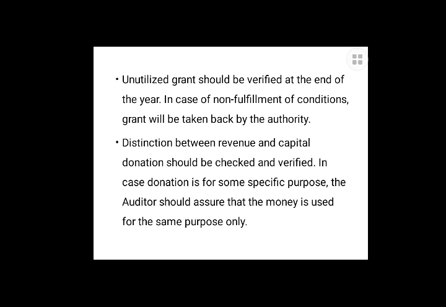Unutilized grants should be verified at the end of the year. In case of non-fulfillment of conditions, grant will be taken back by the authority. Distinction between revenue and capital donation should be checked and verified. In case donation is for some specific purpose, the auditor should assure that the money is used for the same purpose only. So these were the things. The auditor needs to pay more attention to the expenses and income items while auditing hospitals.